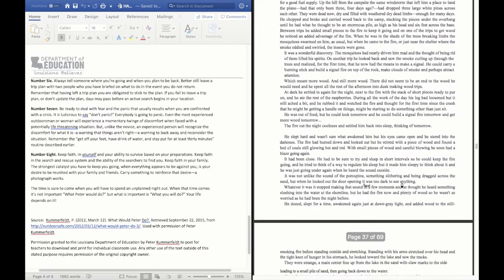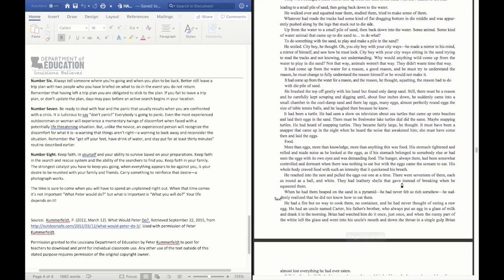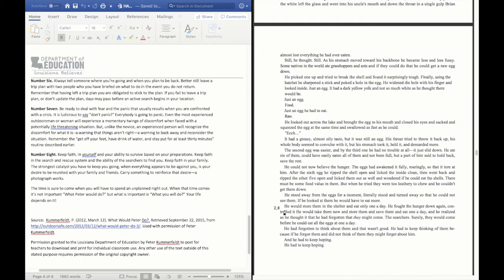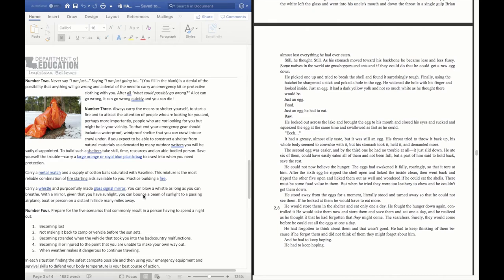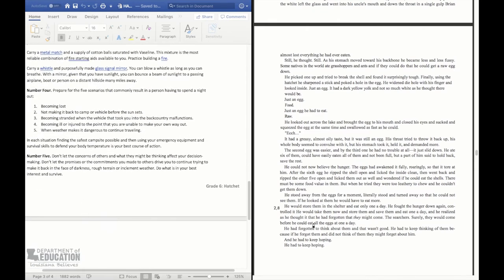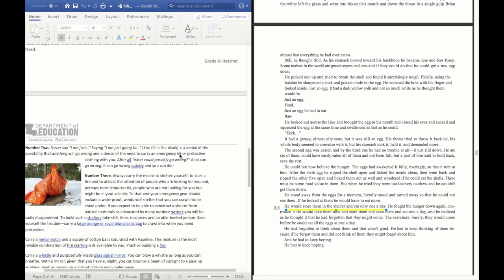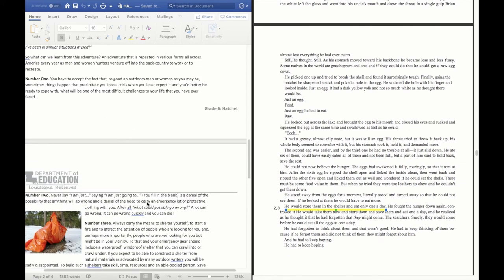So let's move on to chapter 10. So we have the part where he finds the eggs. And I assigned number 2 and number 8 to the scenario where he found the eggs. Number 2 is that he'd store them in the shelter and eat one a day. So that shows me that he's planning ahead. He's just not eating them all at once like he wanted to. He realized that you need to not be in denial and you need to have a plan B.